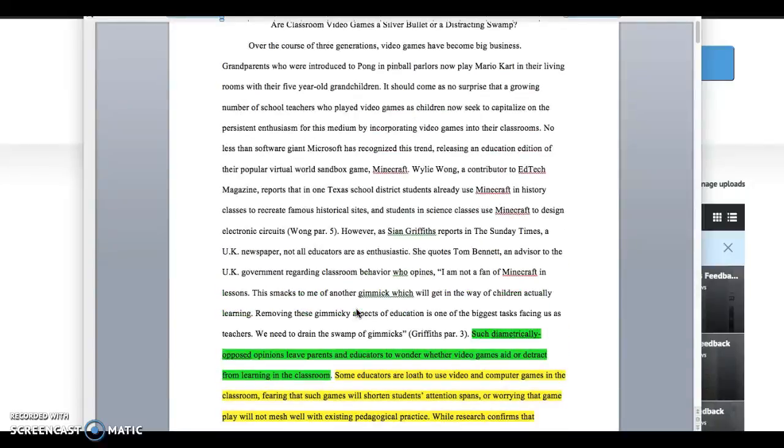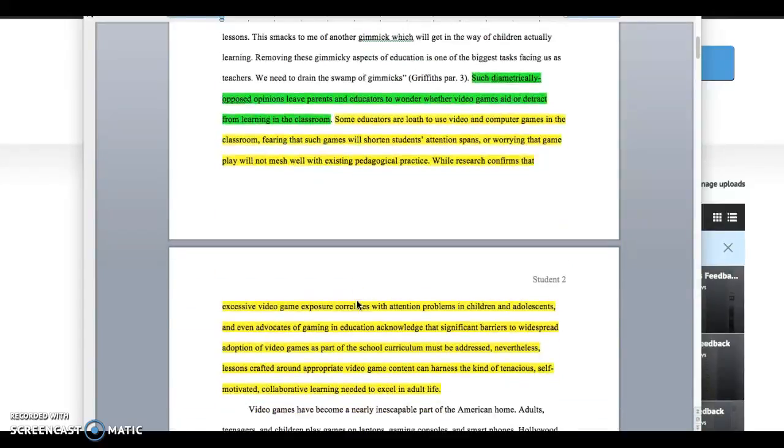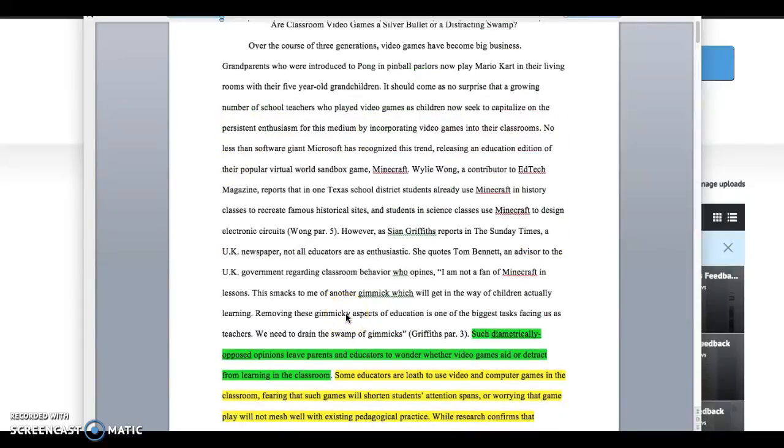Notice how short this introduction was. I think you should get to your thesis either at the bottom of the first page or the very top of the second page. So you don't want your introduction to go on too long.